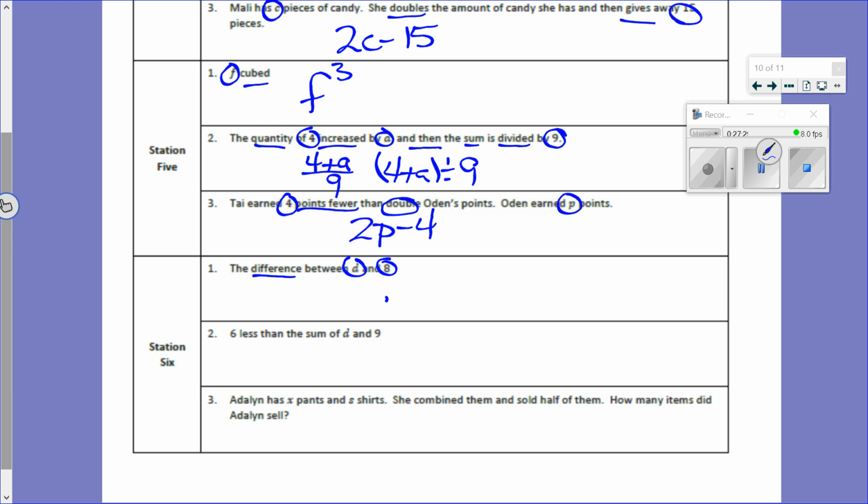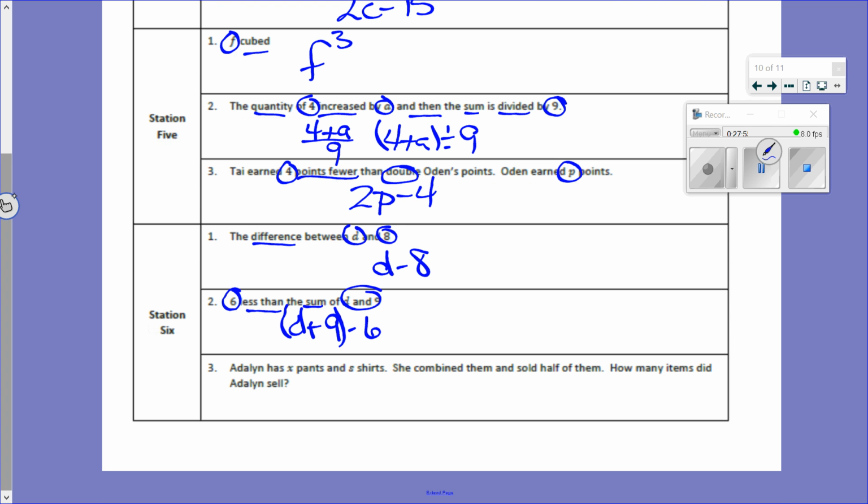Difference between D and 8. Difference, subtraction. D minus 8. Yep. 6 less than the sum of D and 9. So D and 9. Minus 6. Do I have to have parentheses? No, but you still probably should. Okay? I would actually agree with you. No, I don't have to because of the way it's written with the minus 6 at the end. I don't have to have it, but I kind of like the parentheses to show that I am acknowledging that that is a sum of D and 9.